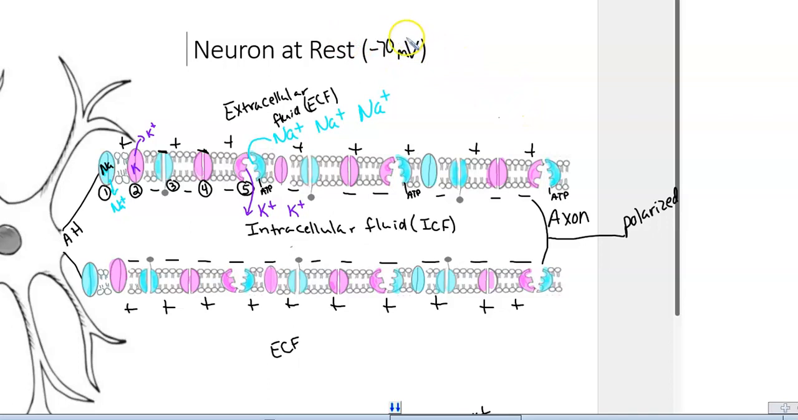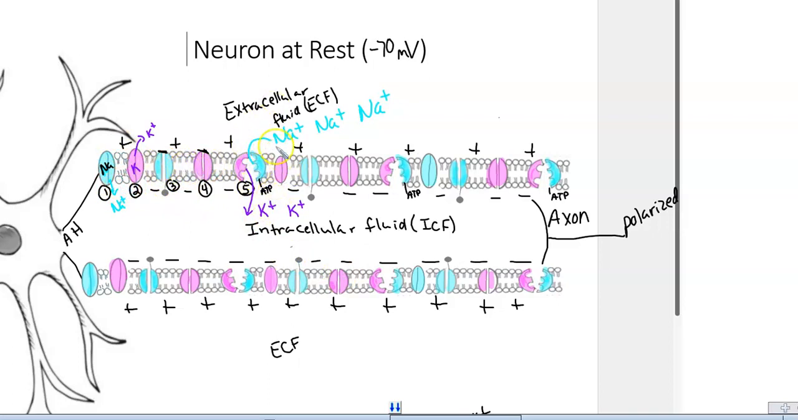So at rest, when the cell's not doing anything but passively leaking and pumping, the membrane potential is sitting at negative 70. That's an average. You'll find some books say something different. So what's going on at rest? Well, you've got some things leaking. These guys are closed and this guy's pumping.